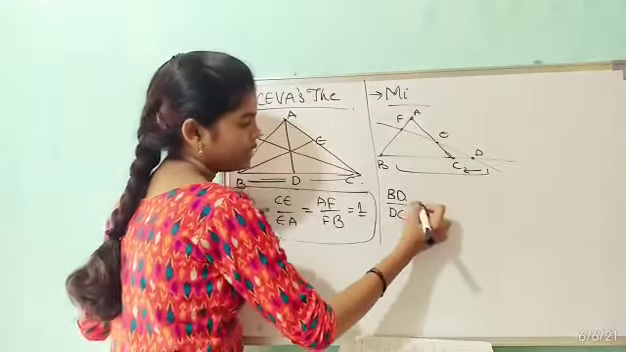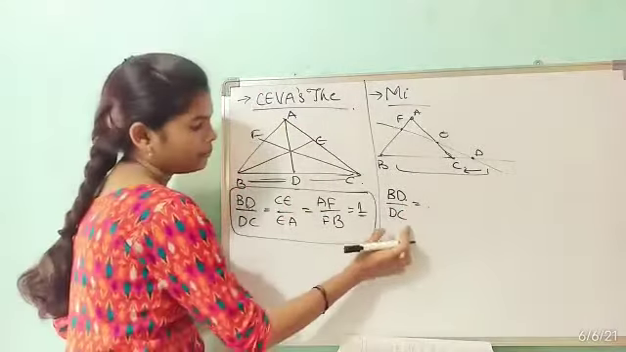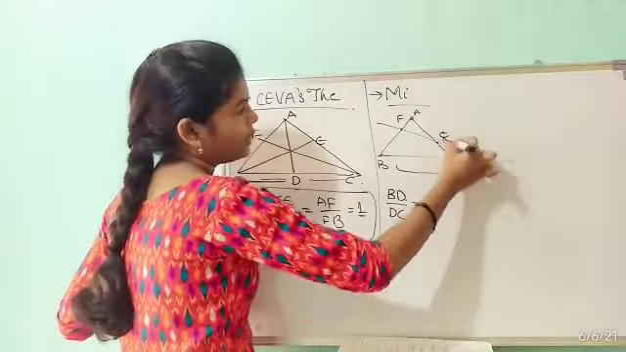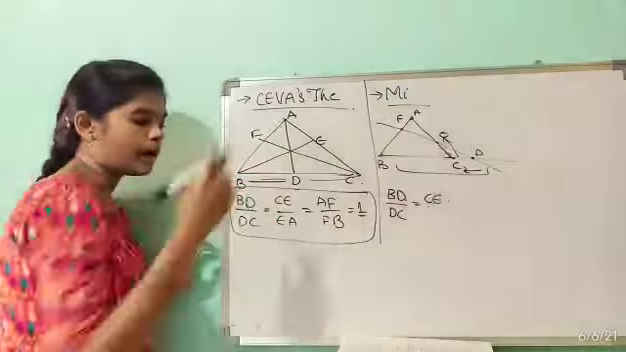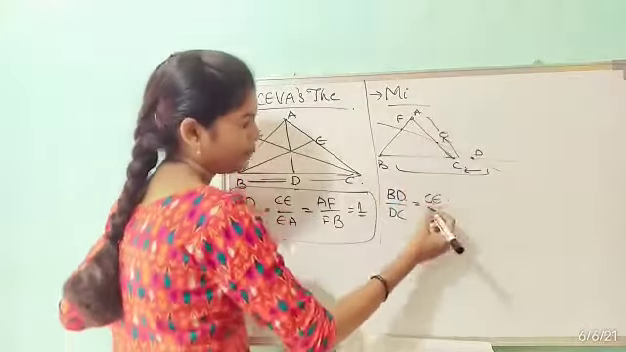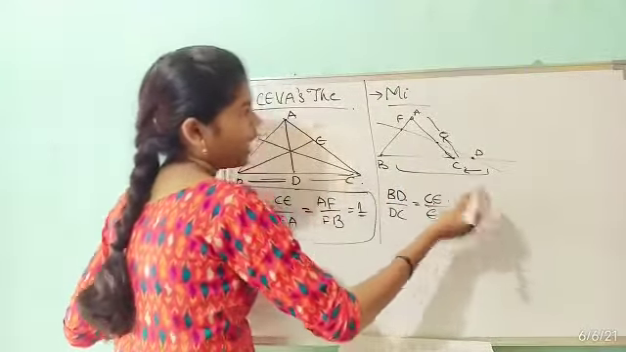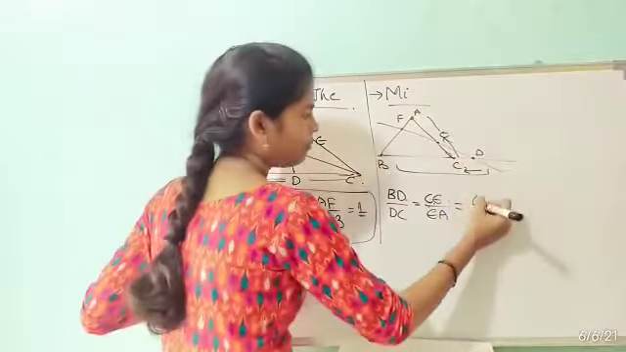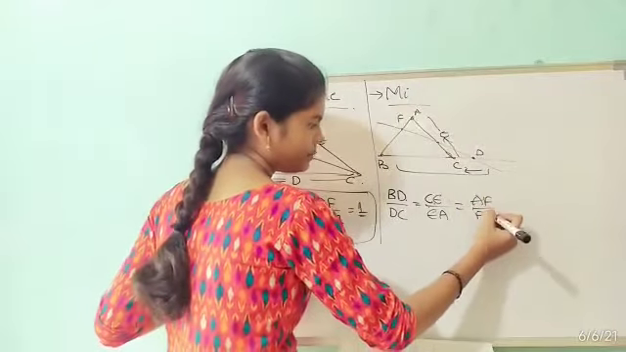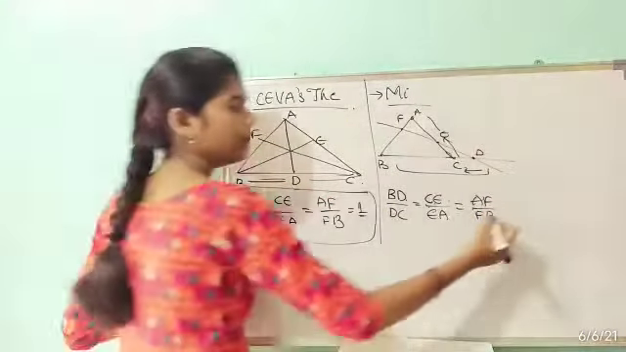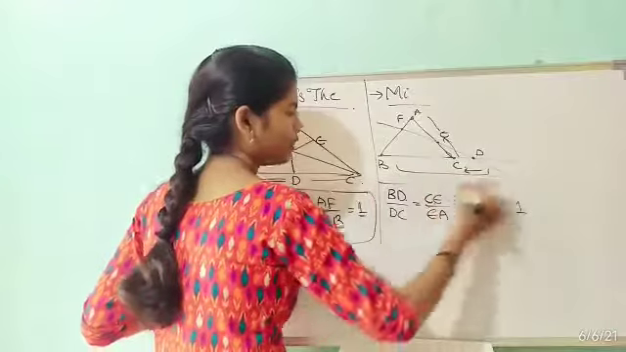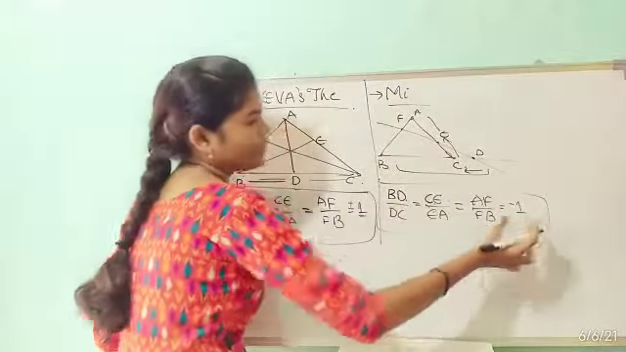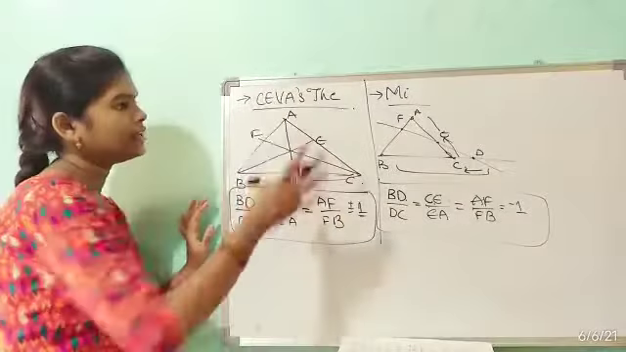BD by DC is equal to, after we have stopped with C, then we have to continue with C. Next CE. So we have to go up CE by EA. After we have stopped with A, we have to continue with that. AF by FB. Okay, this will be equal to minus 1. As this is inside, it will be plus 1. As this is outside, this will be minus 1. Okay, these are Ceva's and Menelaus' theorems.